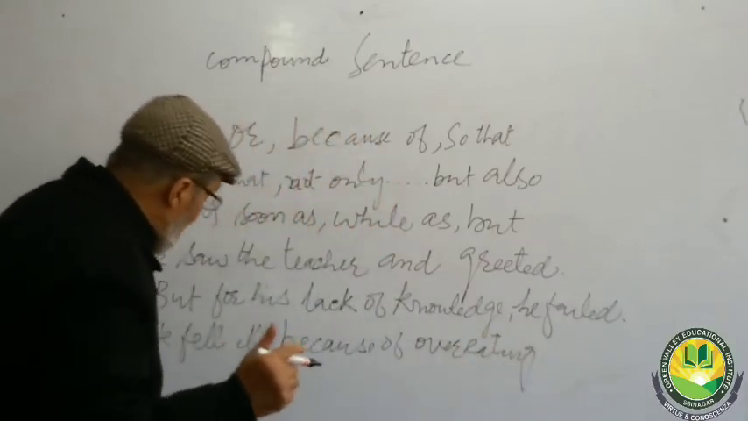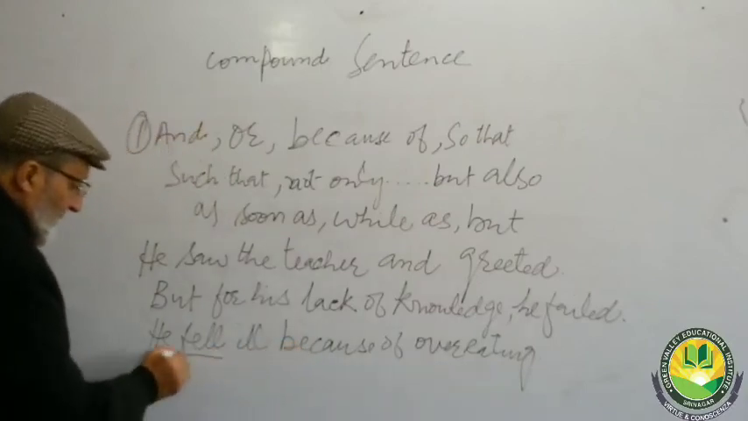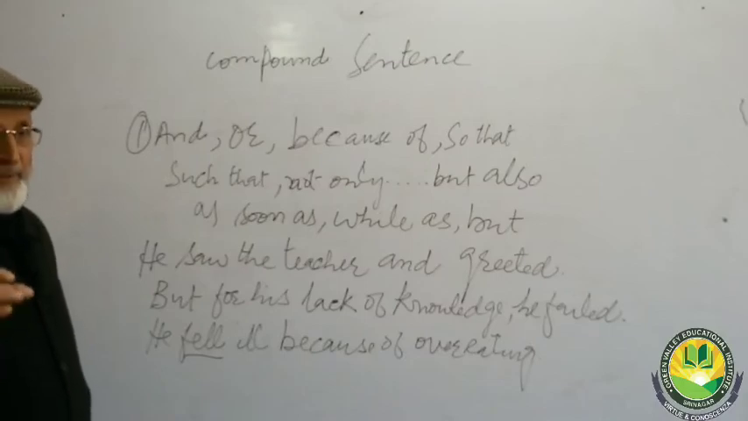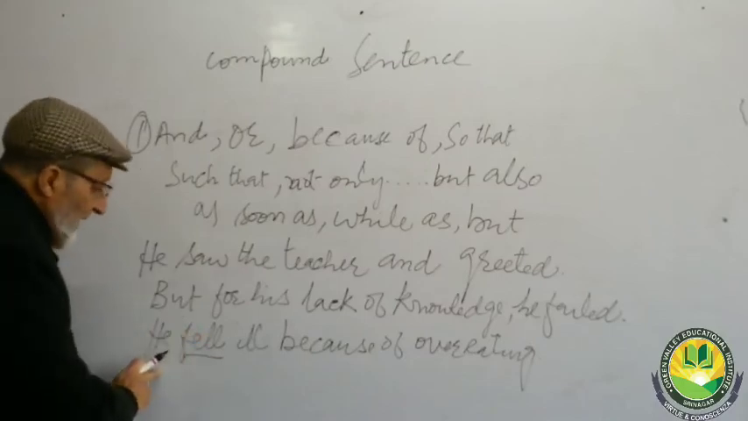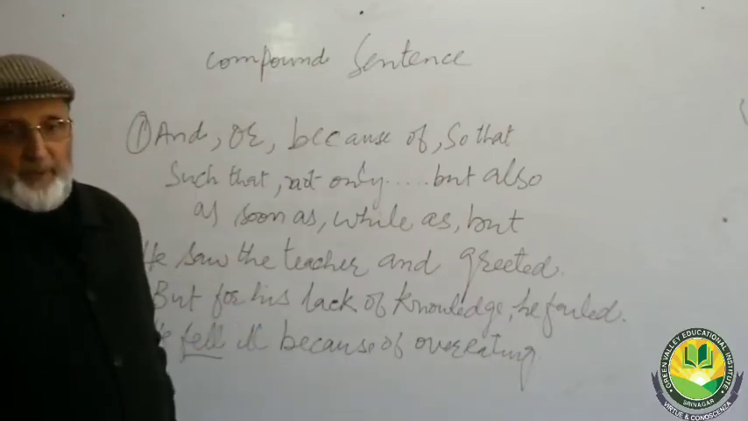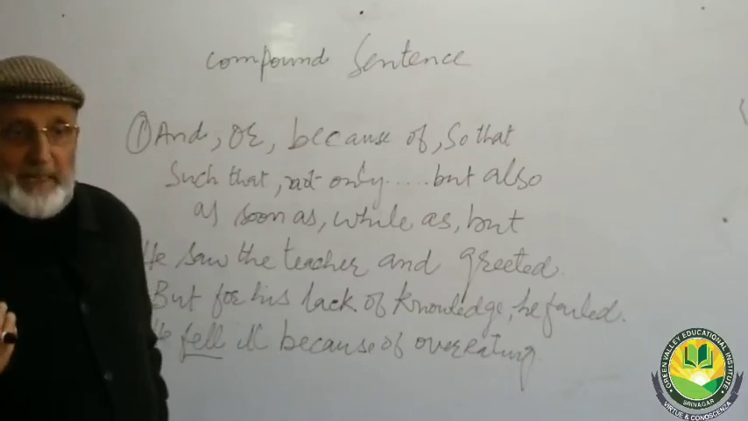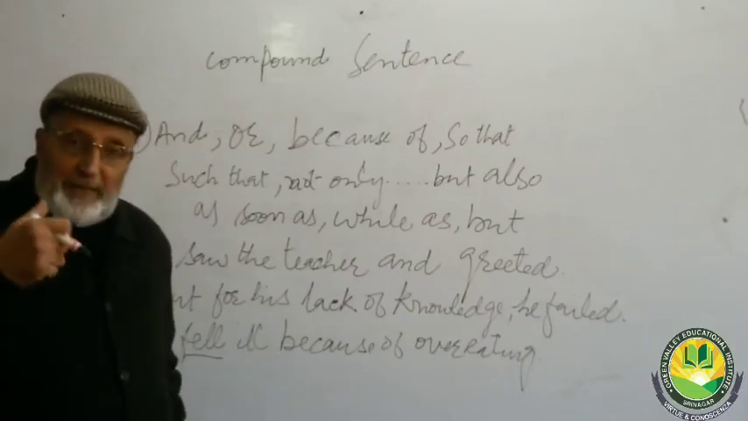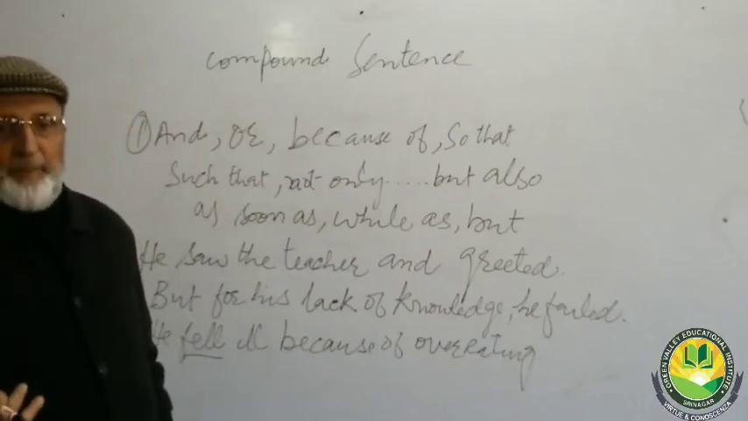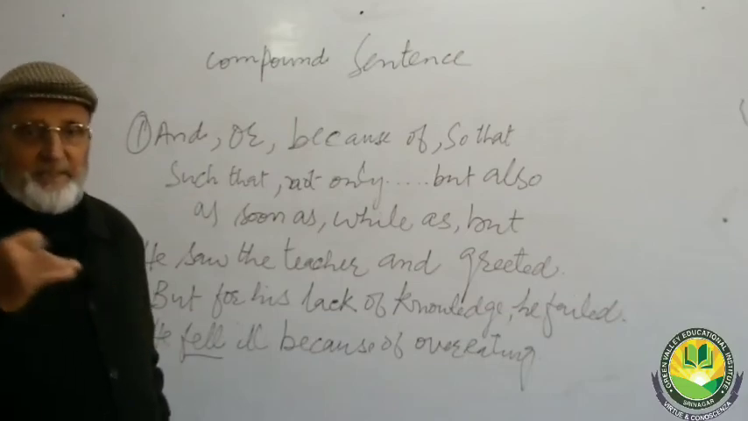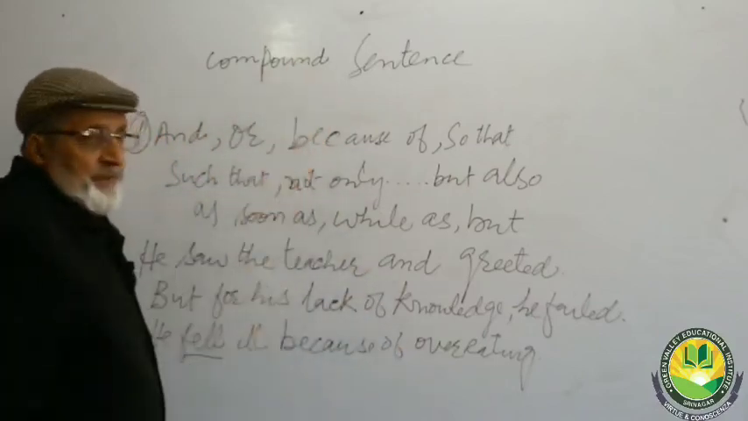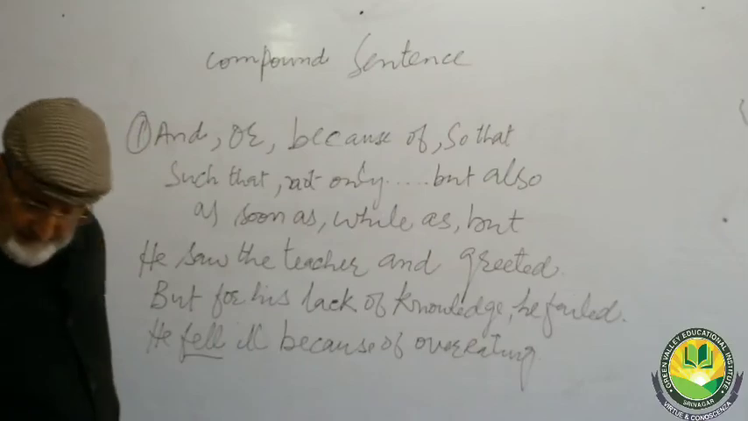Let's take the advantage of this to differentiate between a complex sentence and a compound sentence. Remember, when we say he fell ill because he ate a lot of food, it makes a complex sentence. And when we say he fell ill because of overeating, though the connotation is the same, meaning is the same, the construction is different. This type of construction is referred to as compound construction. Now, let's take up the last one.